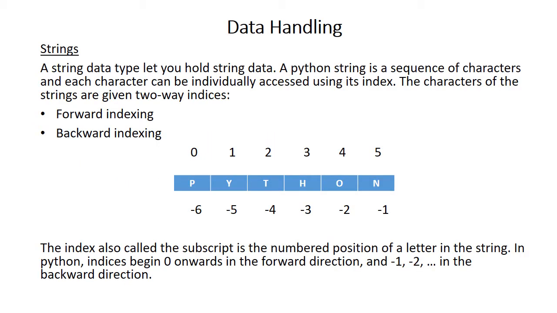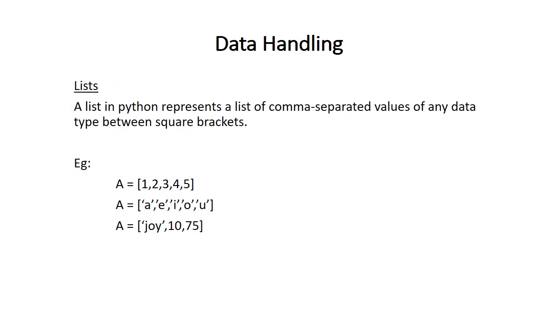Strings. A string data type lets you hold string data. A Python string is a sequence of characters, and each character can be individually accessed using its index. The characters of the strings are given two-way indices: forward indexing and backward indexing. An example is given below. The index, also called the subscript, is the numbered position of a letter in the string. In Python, indices begin from 0 onwards in the forward direction and -1, -2, etc. in the backward direction.